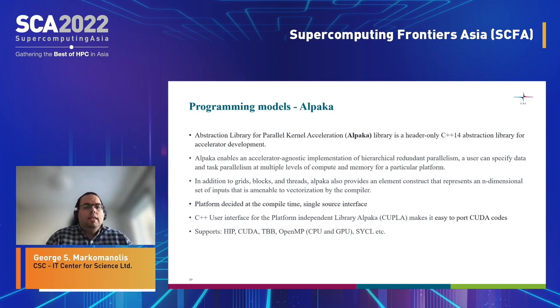Now, Alpaka is a kind of new framework. It's an abstraction library for parallel kernel acceleration. It enables an accelerator-agnostic implementation of hierarchical redundant parallelism. A user can specify data and task parallelism at multiple levels. In addition to grids, blocks, and threads, Alpaka has an element that represents an n-dimensional set of inputs that is amenable to vectorization, so you can go really low level to tune. During compilation, you decide which platform you plan to use: CUDA, AMD, etc. And also cupla is a C++ user interface for the platform-independent library. It's easy to port CUDA code and supports HIP, CUDA, TBB, OpenMP, SYCL, etc.